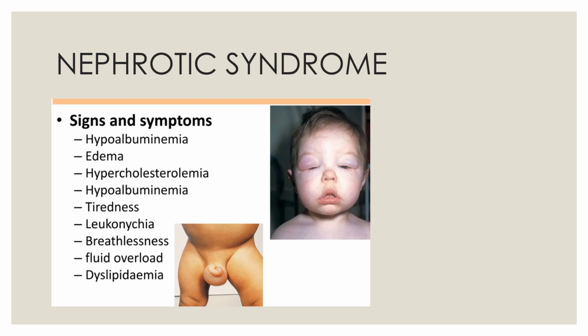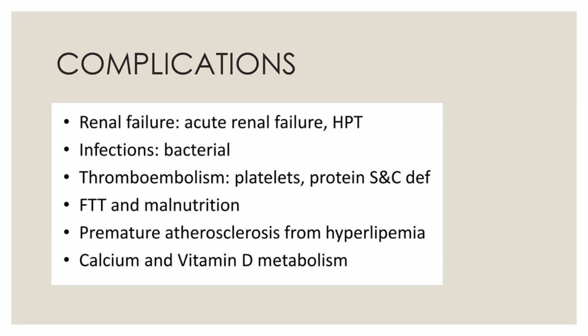So nephrotic syndrome, you have hypoalbuminemia, edema, hypercholesterolemia. There is massive proteinuria. There can be fluid overload symptoms, dyslipidemia and all. There is scrotal edema, which is also seen with edema in children. Complications include mainly infections because the immunoglobulins are lost, renal failure.